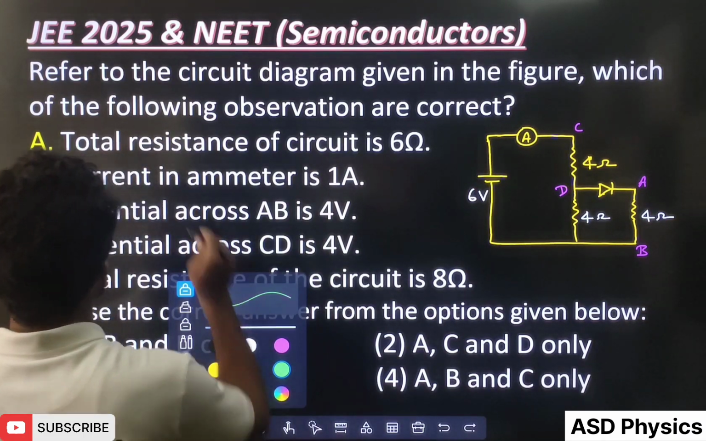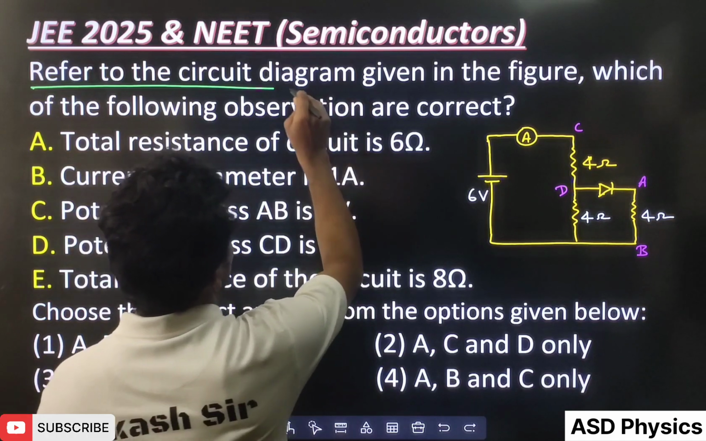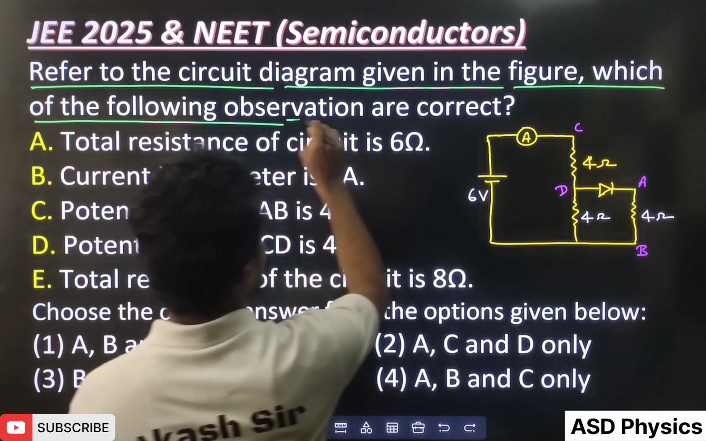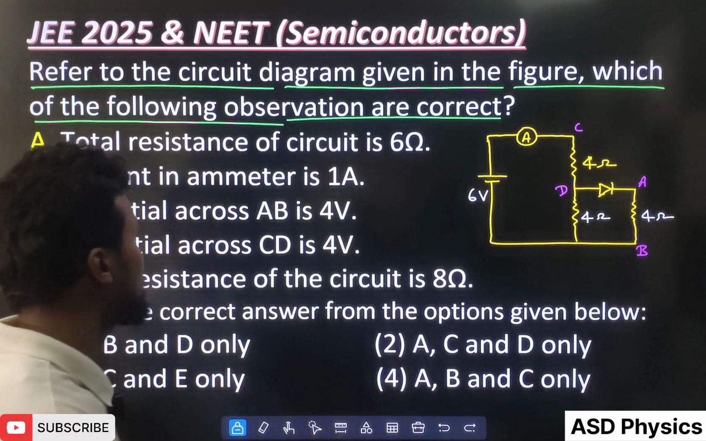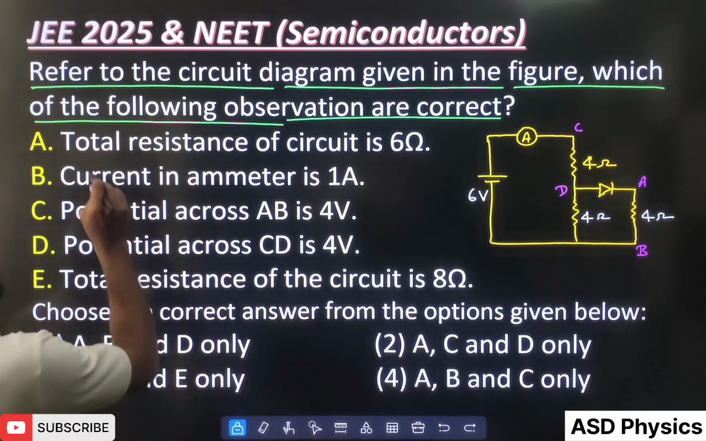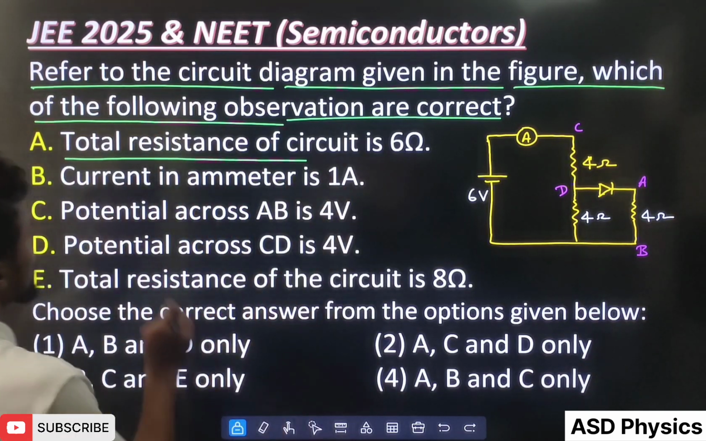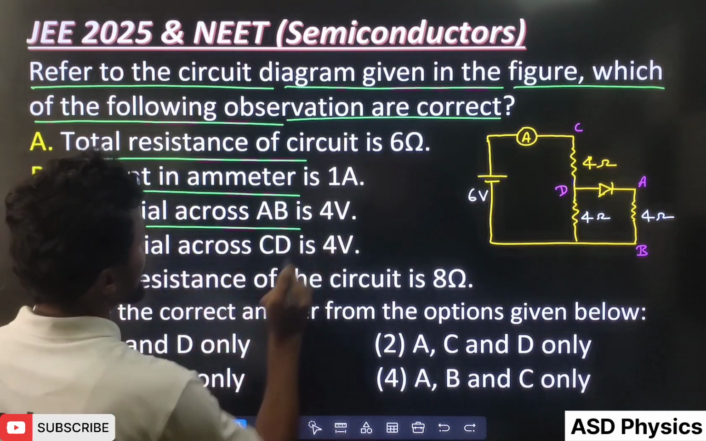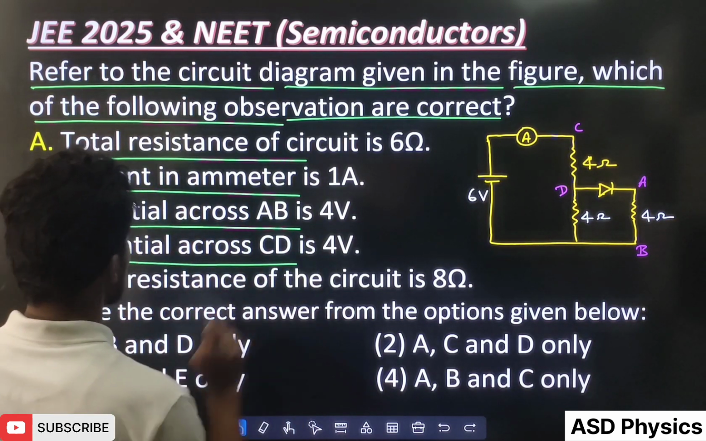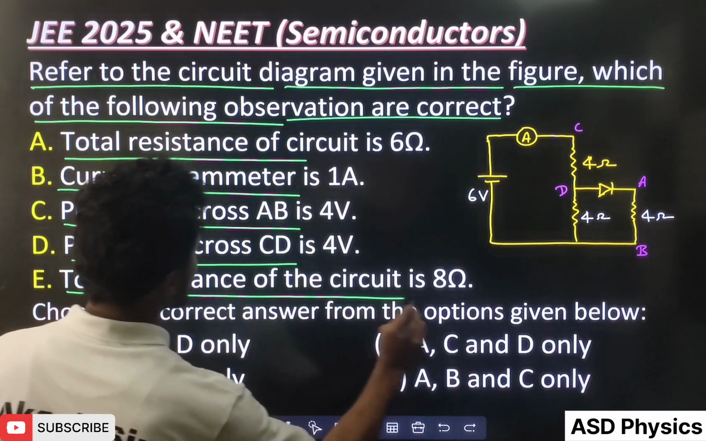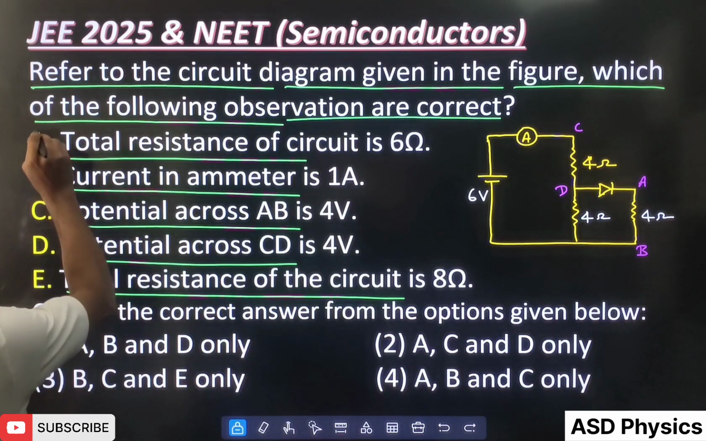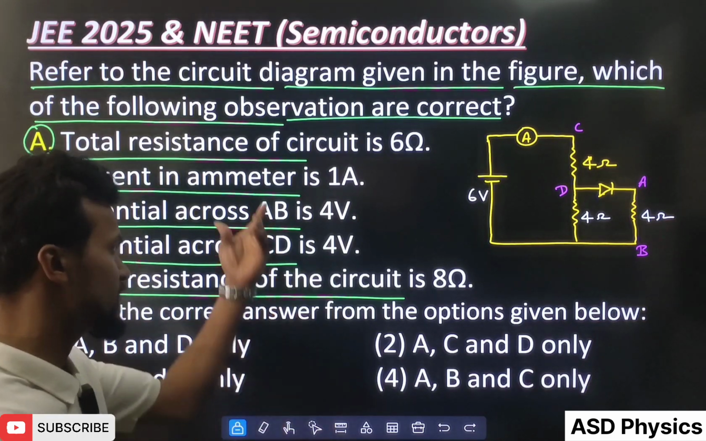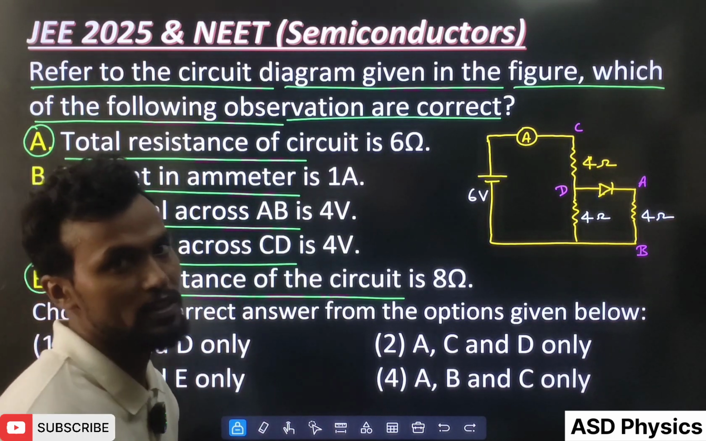The question is here, you can see very well. Refer to the circuit diagram given in the figure. Which of the following observations are correct? Okay, so here some 5 observations are there. They are telling the total resistance of the circuit how much, current in ammeter how much, potential across AB how much, potential across CD how much, and total resistance of the circuit again how much. So you can see out of A and out of E only one option will be correct, because anyhow they are asking total resistance only, is it?